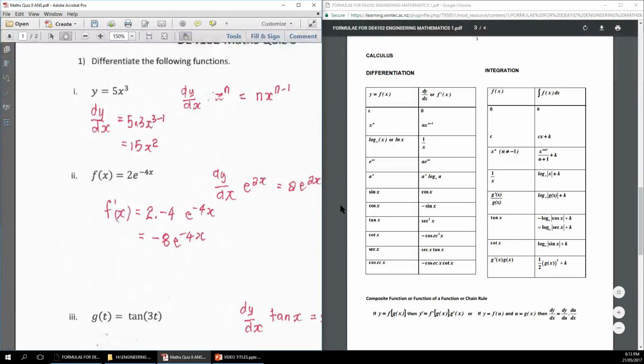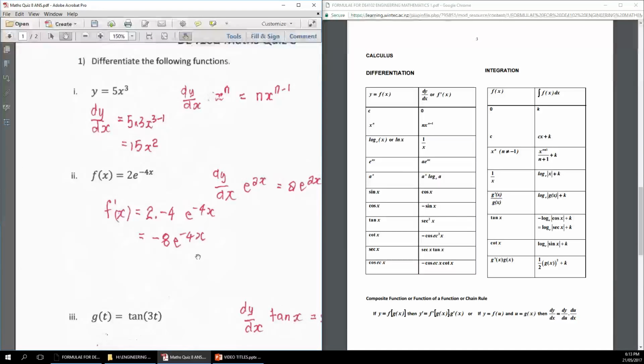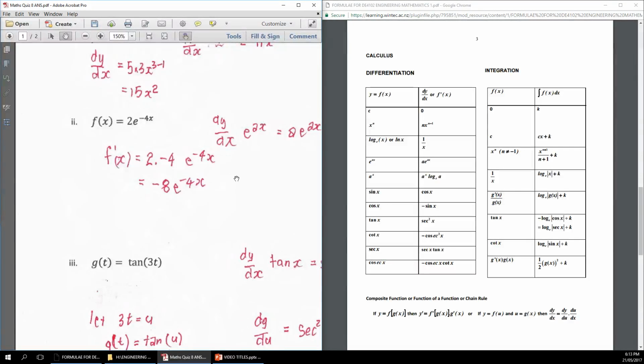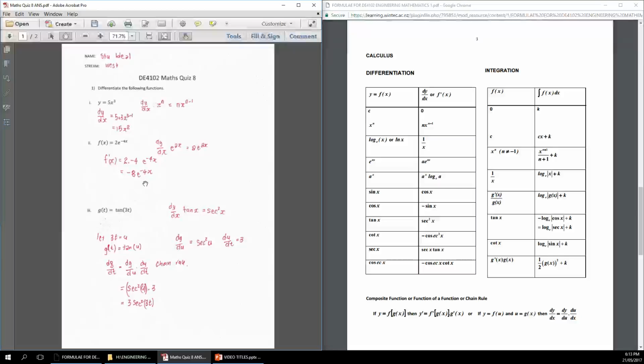So head across to the formula sheet, find the one that works, follow the pattern, and don't screw up like I did. I got the right answer, but had I carried that mistake on, it would have cost me half a mark. You've got to be careful all the time, and that's what mathematics is about. It's about consistently getting the right answers, and to do that you have to follow good patterns, good discipline, nice set out.